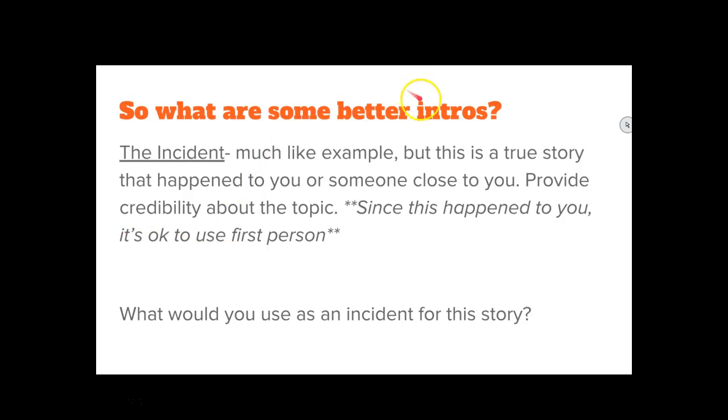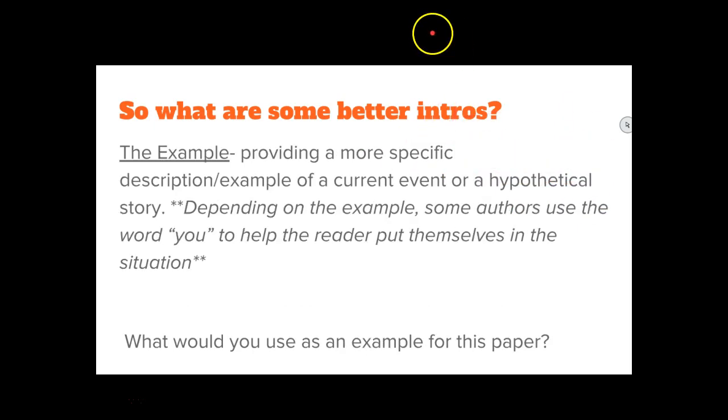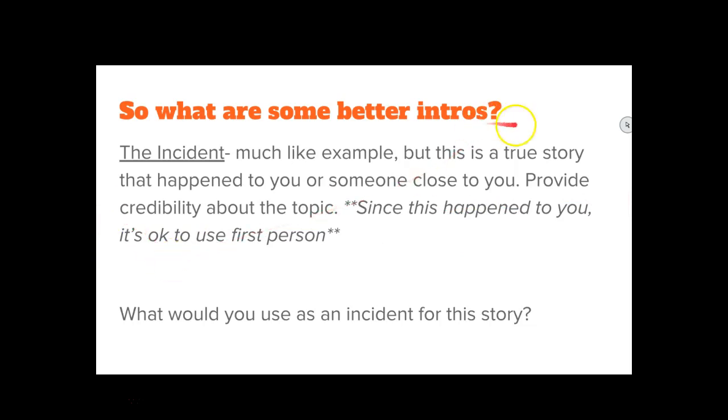Another one is the incident. Similar to the example, but this is a true story. This is something that actually happened, right? If the example just illustrates what you want to say, it could be a current event that hasn't happened to you or the person that you're discussing. It could be hypothetical. It doesn't have to be real. The incident typically is real. This is a true story that happened. This definitely would be helpful during some papers because it adds credibility.